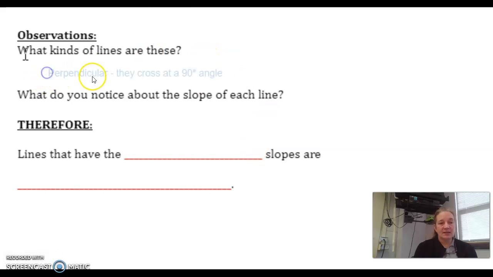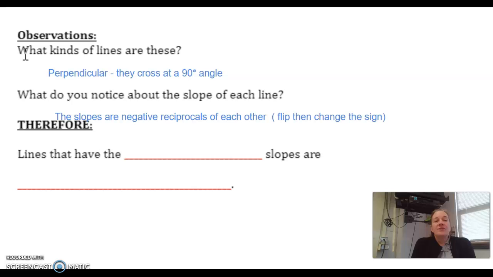So these lines are perpendicular. They cross at a 90-degree angle. That is the definition of perpendicular lines. What do you notice about the slope? They're negative reciprocals of each other. That's the math term for it. You flip them, and then you change the sign. That's a negative reciprocal. Okay?